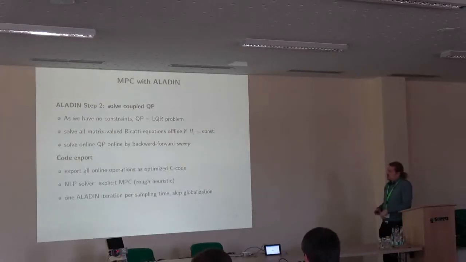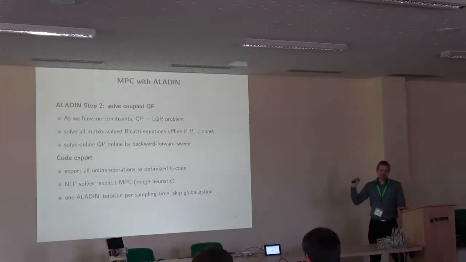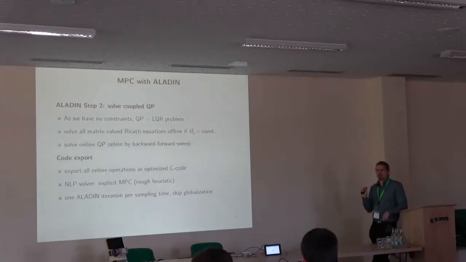And what we can do is export all these online operations as optimized C code. And for the NLP solver, we can do something like explicit MPC, or at least a rough heuristic of those. I'll talk about explicit MPC on one of the next slides once more. I first want to do the nonlinear case study just to compare the computation times to what we got previously. We also run a real-time variant of Aladin. Here we only run one Aladin iteration per sampling time and skip the globalization, just to make it simple. So we have no convergence guarantee, but that's fine.